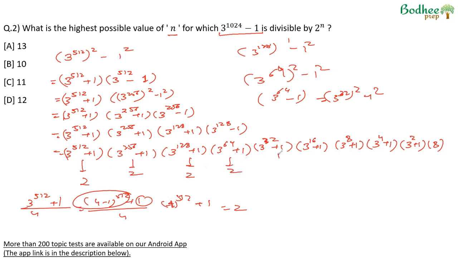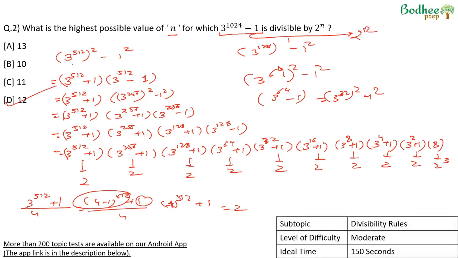This will also get divided by 2 once, same here, same here, same here, same here, same here, and this is nothing but 2 cube. So how many 2's are there? 3, 4, 5, 6, 7, 8, 9, 10, 11, 12. And therefore, this number will be divisible by 2 raised to power 12. The value of n becomes 12.